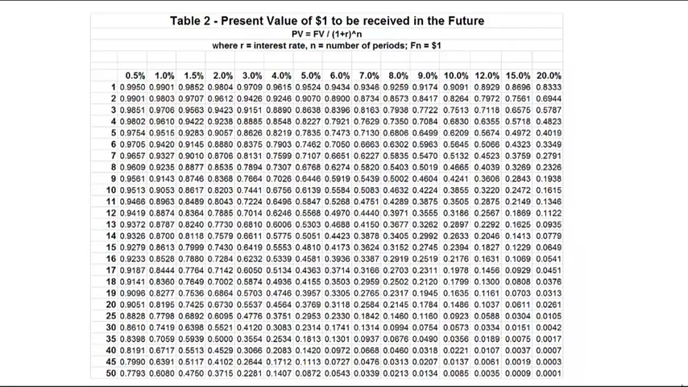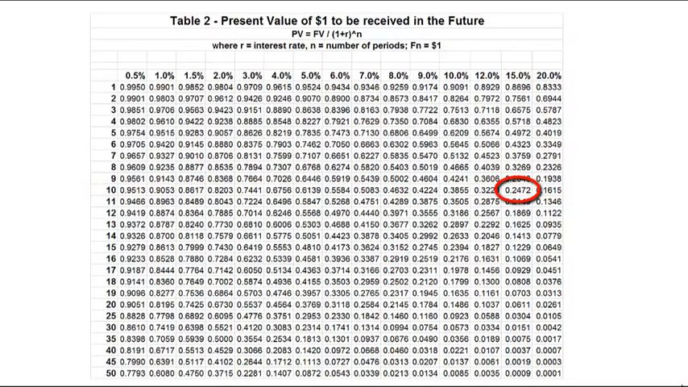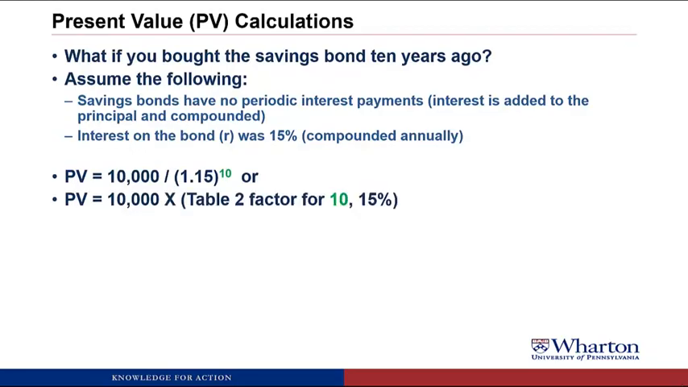So if we're using the table, we need to go down to the 10-year row and then across to the 15% column. The intersection is 0.2472, so that's the factor we would use if we were going to use the table. If you wanted to use the equation, then it's present value equals the future value of 10,000 divided by 1.15 raised to the 10th power, or 10,000 times that 0.2472 factor that we saw in the table, which gives us a present value of 2,472.